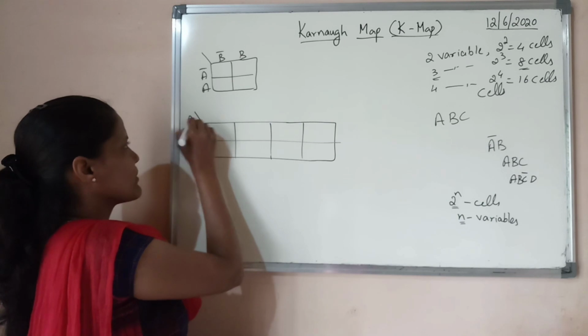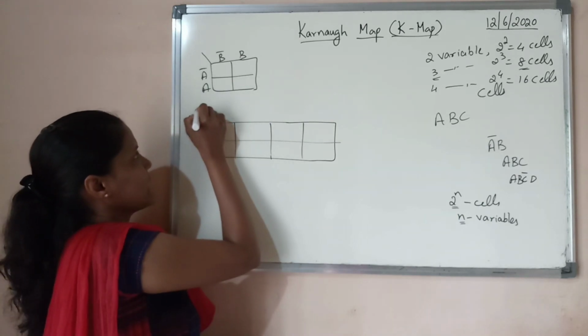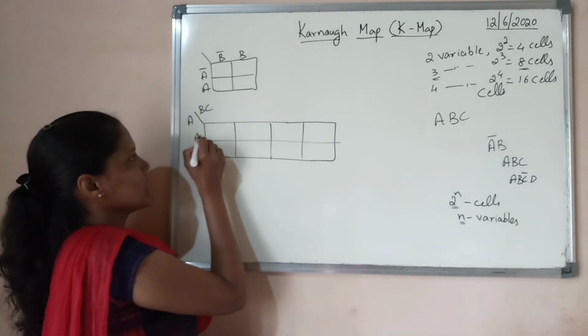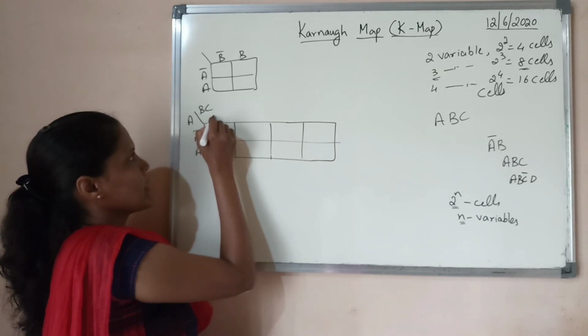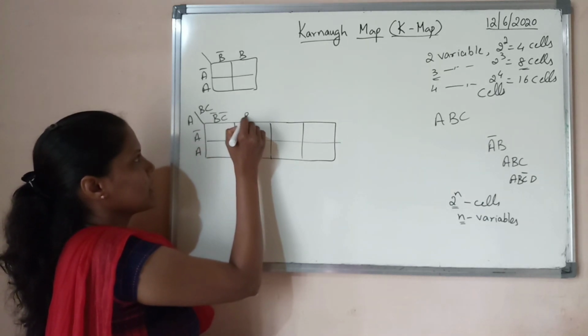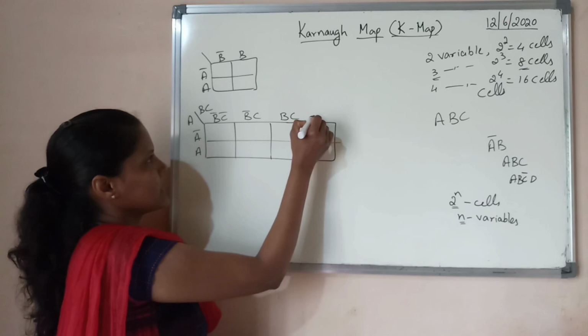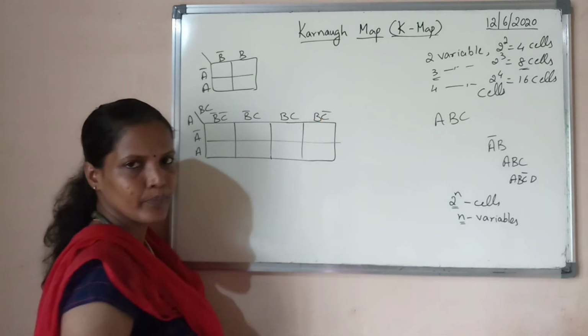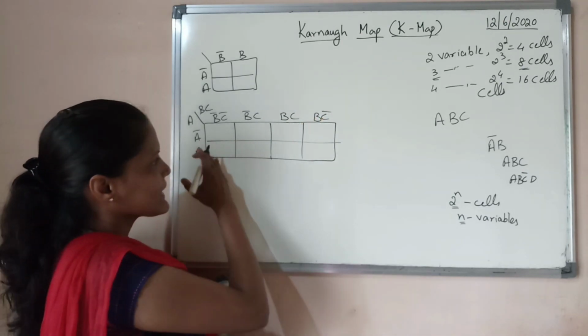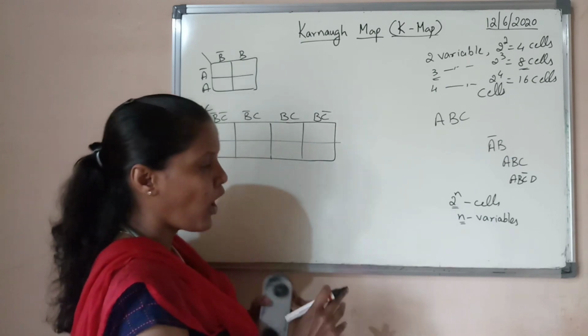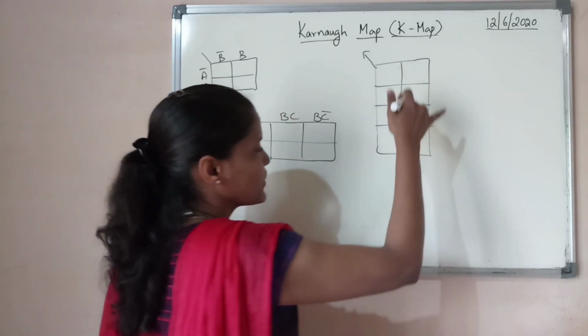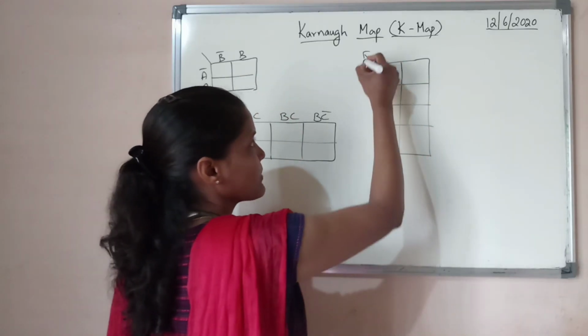So this side I'm going to write A and this side I'm going to write B. So this is A bar, A, B bar C bar, B bar C, BC, BC bar. The 8 cells can be arranged in this manner, or I can also draw 8 cells for 3 variables in this manner also.